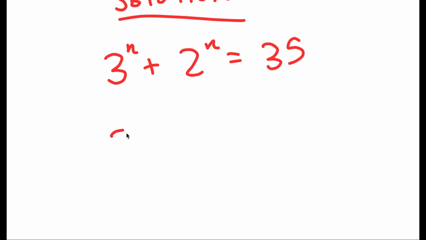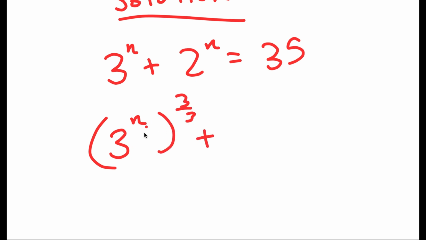So my first step here is I'm going to rewrite this as 3 to the power of n to the power of 3 over 3. And 3 over 3 is just 1, so it's the same thing. And I'm going to do the same with 2 to the power of n.